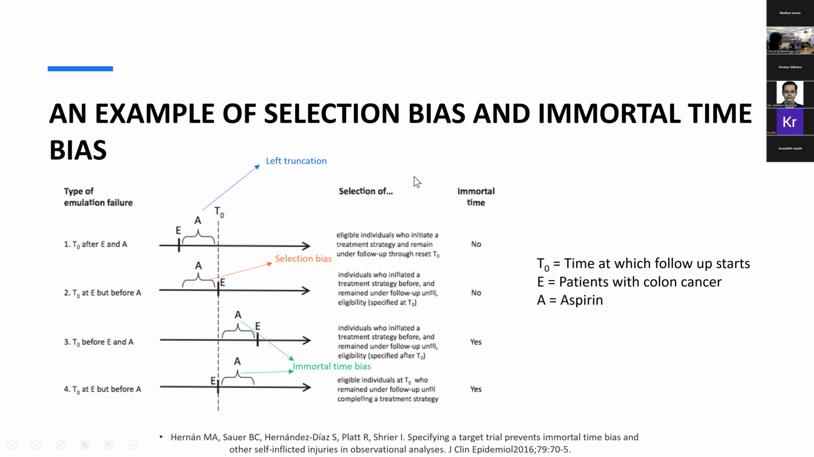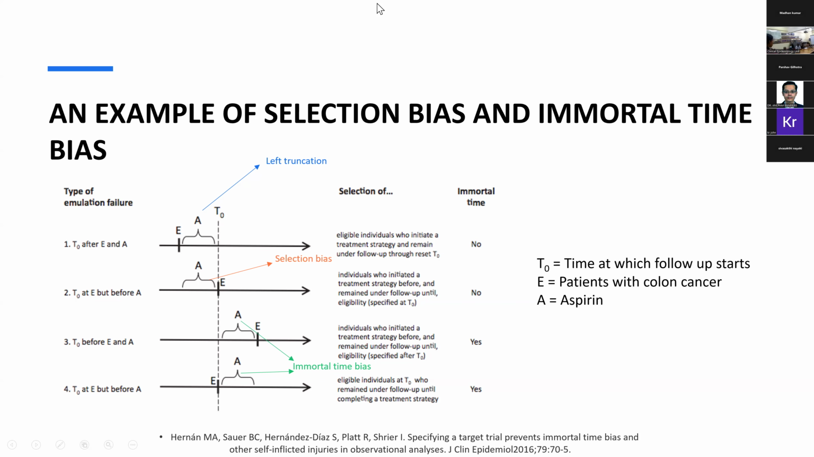Did everyone get this example? If someone has already taken aspirin and they have bled in between this time that I have lost following them up, and died, only the people who survived with colon cancer on aspirin are being selected into your study. This is called selection bias. Okay? Now the last bias is immortal time bias.